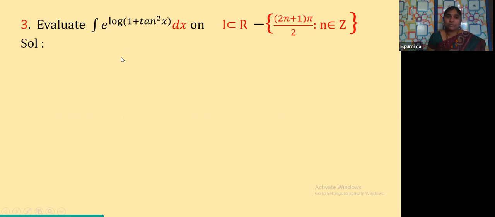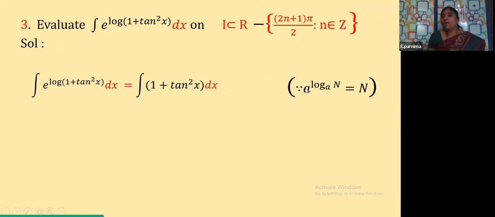So let us see, children. Integral e to the power of log of 1 plus tan square x into dx is equal to what? e to the power of log of 1 plus tan square x is equal to what? 1 plus tan square x into dx. Why is this equal to 1 plus tan square x, children? Because the formula is what? a to the power of log n base a is equal to n. We have a formula: a to the power of log n base a is equal to n.